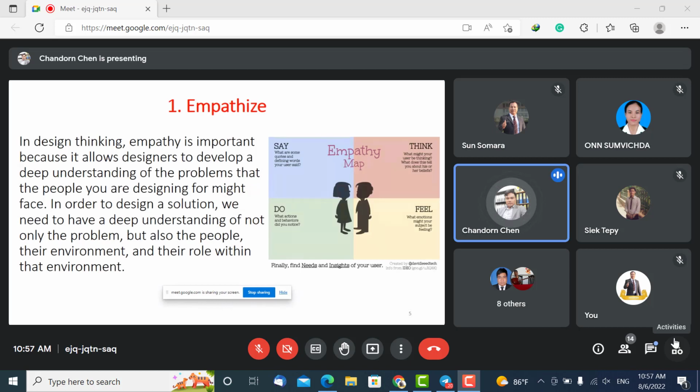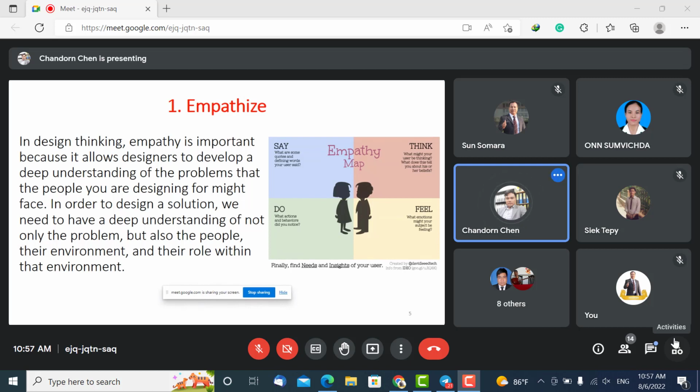First is empathize. Empathize is very important because it allows the designer to develop a deep understanding of the problem that the people you are designing for might face. In order to design a solution, you need to have a deep understanding of not only the problem, but also the people, the environment, and their role within that environment.